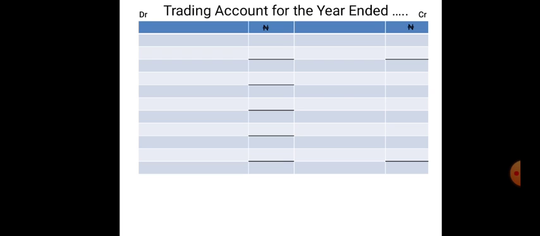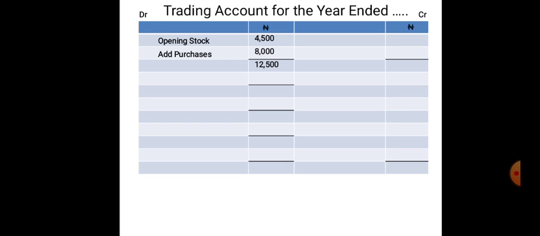So the first thing, you write the name of the account: trading account for the year ended. So your opening stock is what? 4,500 naira. That is the amount of goods you have in store at the beginning of the period. Add purchases. You have gone to the market to buy goods. So the goods you have bought, add it to the one you have in your store at the beginning.